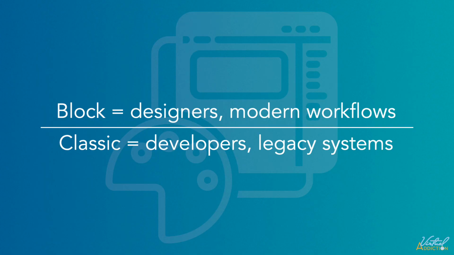So why doesn't WordPress just replace classic themes? This is a common question. It's because they serve different audiences. Classic themes are still important for developers, legacy systems, and complex builds. Block themes are designed for beginners, designers, and modern workflows. WordPress is trying to support both worlds at the same time. So which one's better? Block themes are clearly the future, but the better choice depends on what you're building and who you're building it for.